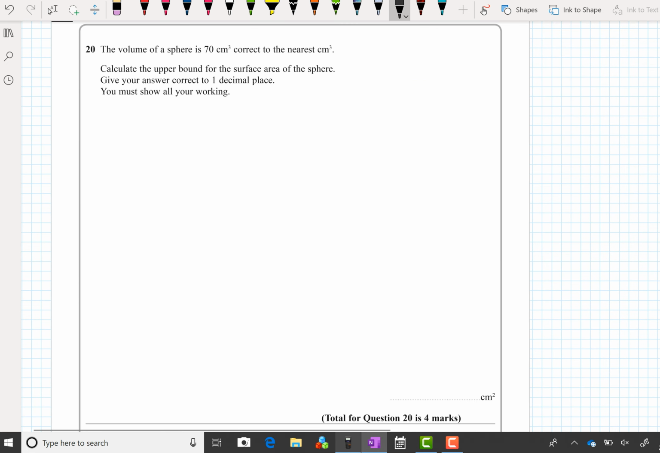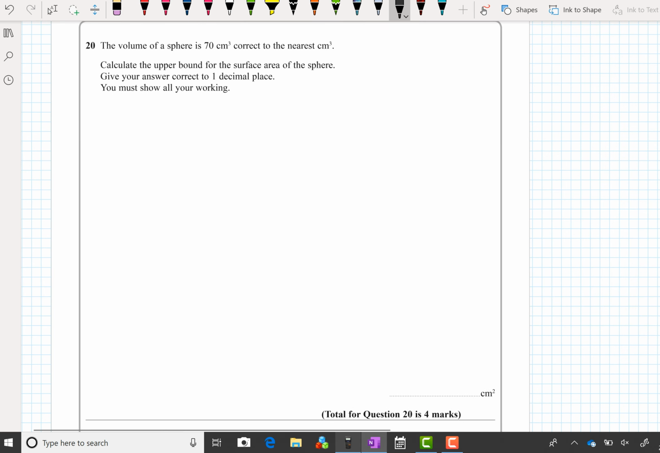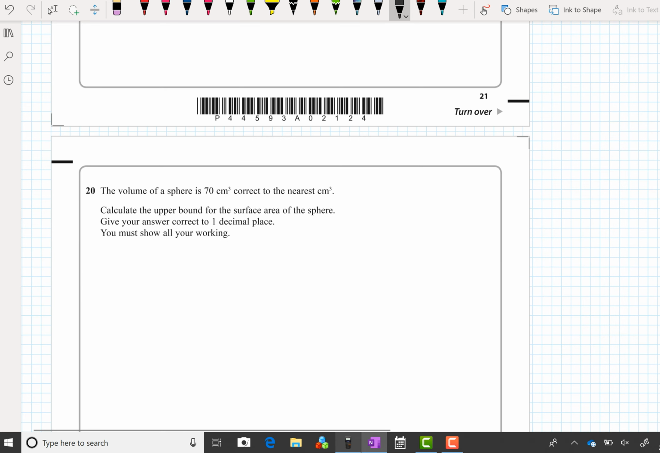20. It's never ending. The volume of a sphere is 70 centimetres cubed. Unfortunately, I cannot remember the volume of a sphere, but I do know that it was at the top of the formula page. Calculate the upper bound for the surface area of the sphere. So I need the surface area and I need the volume.